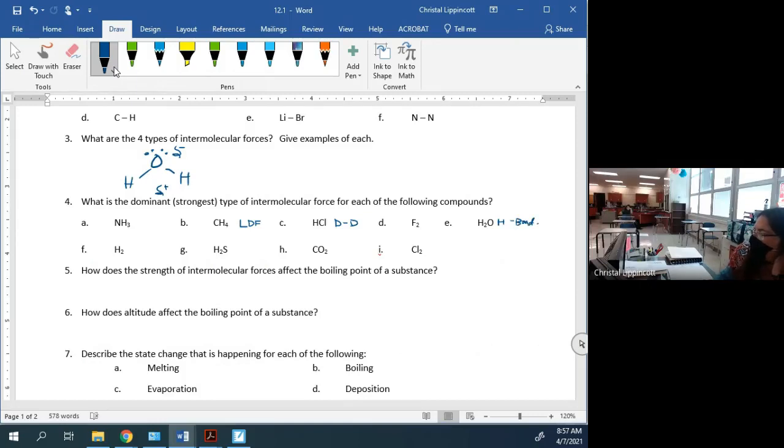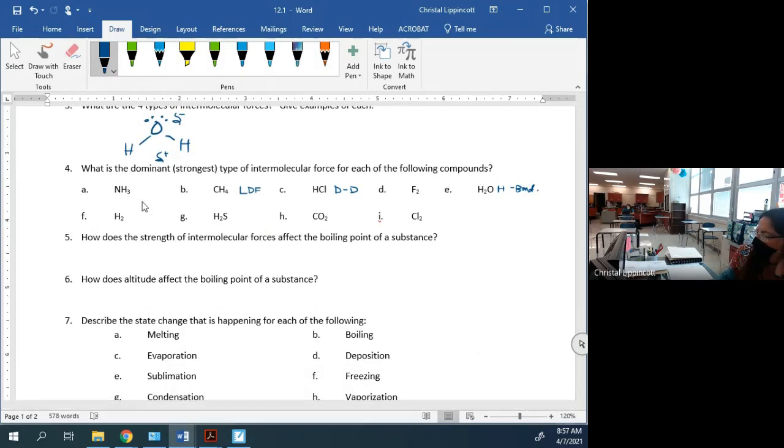Okay? If we skip down here and look at this, when we draw our NH3, we've got our nitrogen and our hydrogens. We know everything has LDF. We can tell because of the lone pair of electrons that it's going to have dipole-dipole, because it's going to be a polar molecule. If it has a lone pair of electrons on the central atom, we know automatically that it's going to be dipole-dipole. Then we have to check for hydrogen bonding.